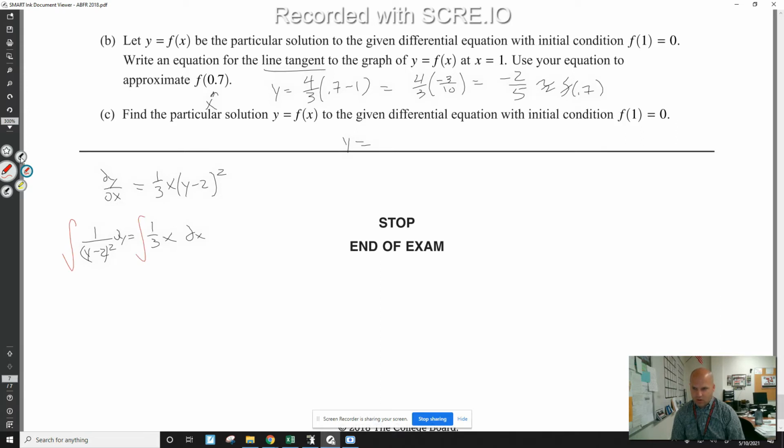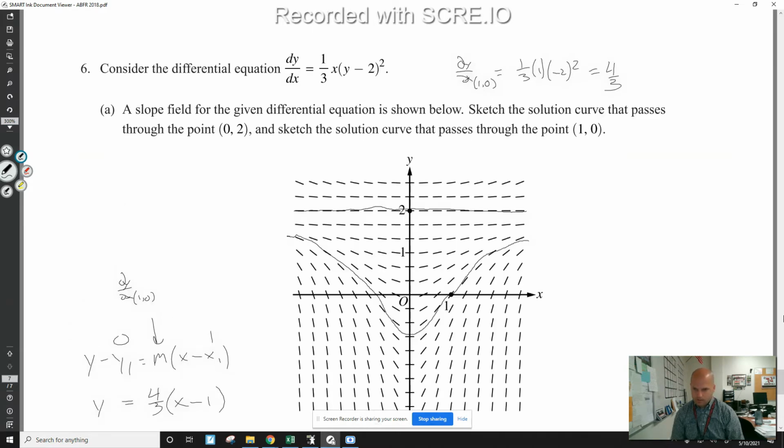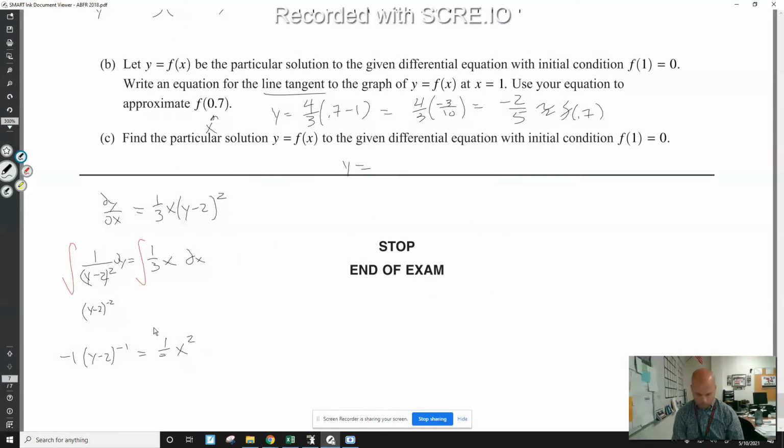Step 2 is, okay, I'm ready to take the antiderivative. I'm going to rewrite this as y minus 2 to the negative second and then use the power rule. So it would be y minus 2 to the negative first times negative 1. If there was some coefficient of y, I would multiply by the reciprocal. Over here, I got x squared times a half, so that'd be 1/6 x squared plus c.